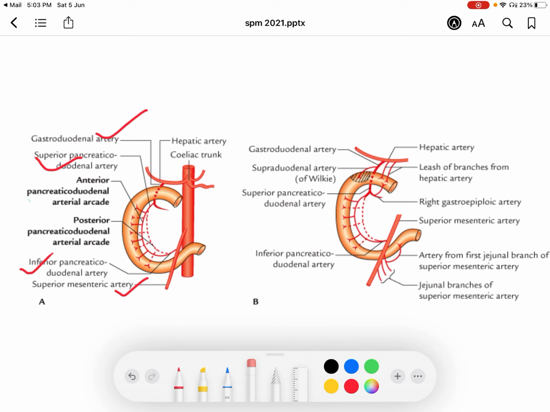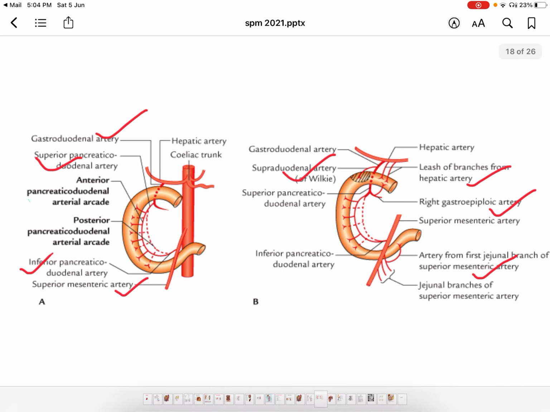Along with this, there is a supraduodenal artery, a branch of the hepatic artery. This is the supraduodenal artery. Along with this, there is a branch from the right gastroepiploic that also supplies the first part, and the hepatic artery also supplies the first part. And the artery from the first jejunal branch of the superior mesenteric artery supplies the third and fourth part. So this is the arterial supply of the duodenum.